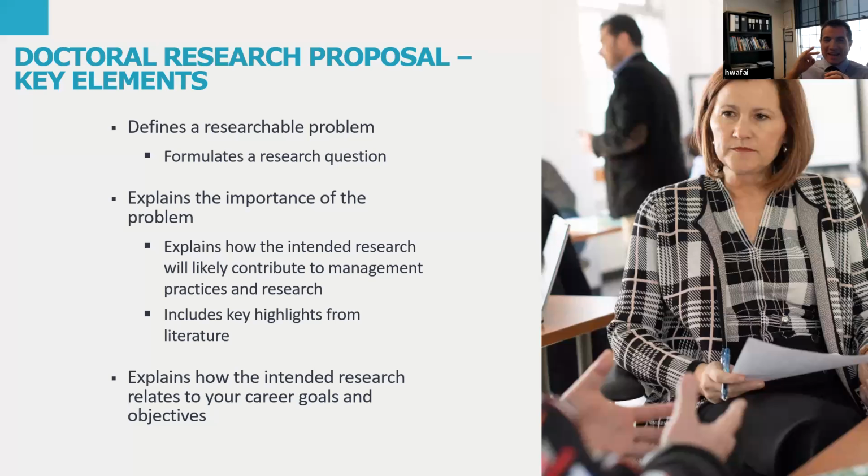Now, there are 3 key elements of this research proposal. The first element of a research proposal is to define a researchable problem. Based on the researchable problem, you will formulate a research question. Second is you will explain the importance of the problem. Specifically, how the intended research will likely contribute to management practice and research, supported by key highlights from the literature.